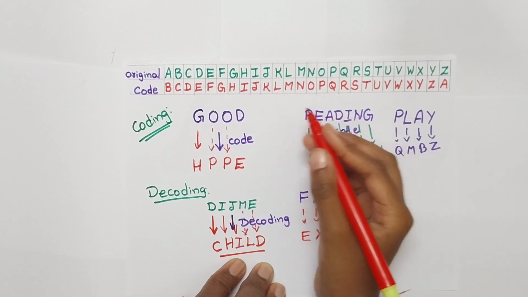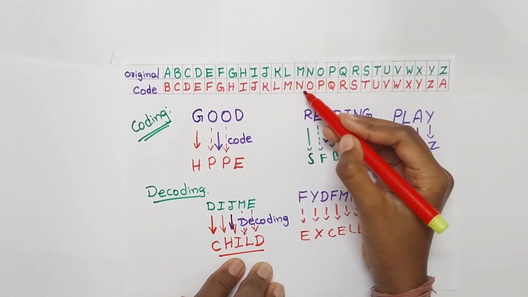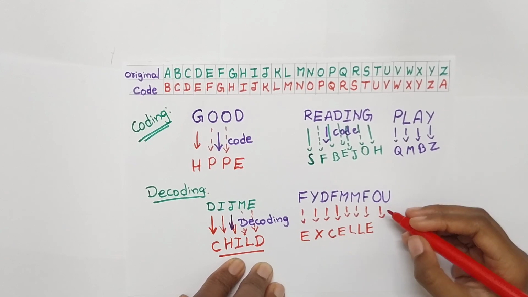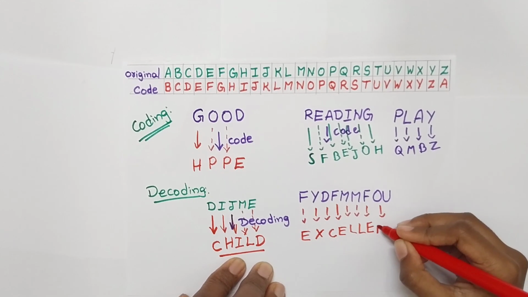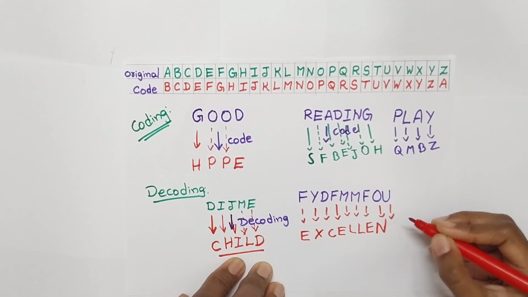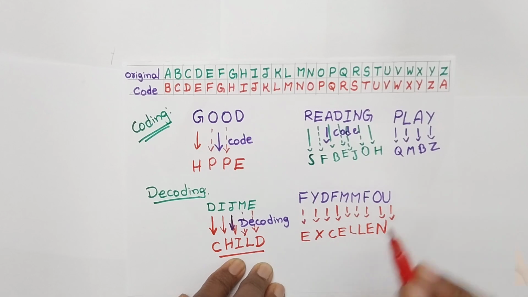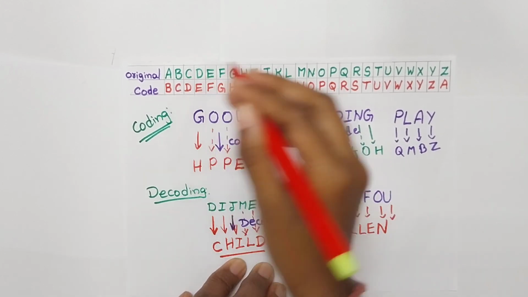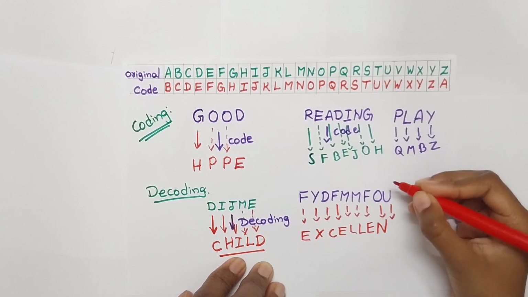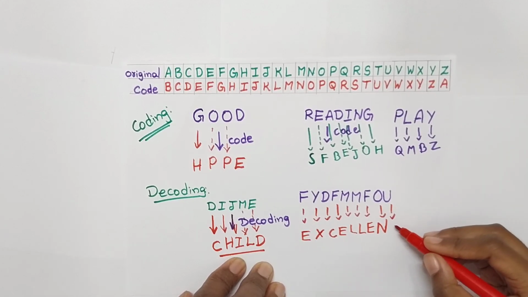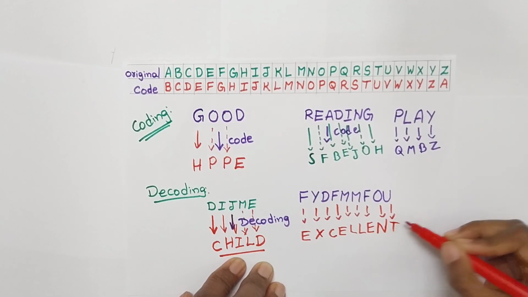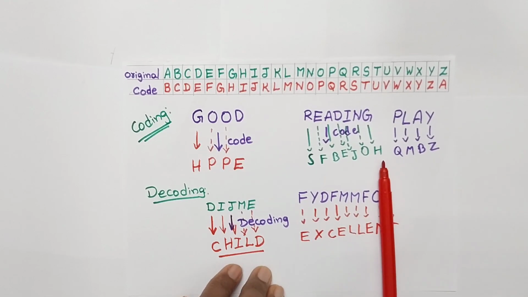Where is O in the second line? Here is O in the second line. Now for the O, the original letter was N. And for the final letter of this word, where is U in the second line? Here is the U in the second line. For the U, the original letter was T. So the answer was excellent.